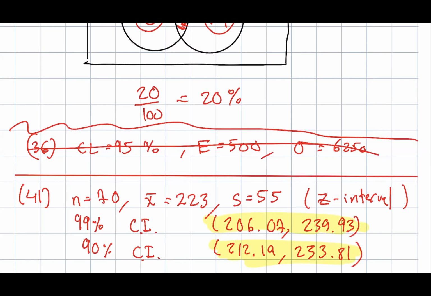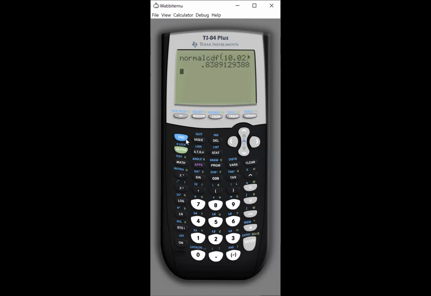So TI-84. All right, if you're doing this on the TI-84, let me show you. You hit the stats button, go to test, and number 7 says Z interval. So we go down to Z interval. Make sure it's on the stats option. For sigma, I have 55 already, so just leave it at 55. The sample mean is 223, n is 70. For confidence level, just do 99%, go to calculate, and you get 206.07 all the way to 239.93. So that's how you get it for 99%.